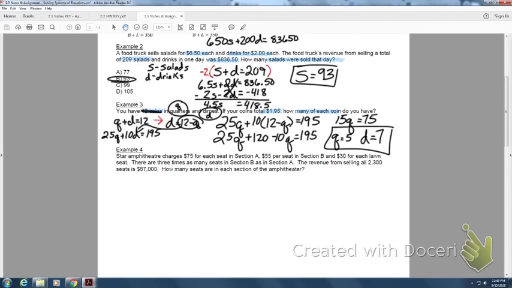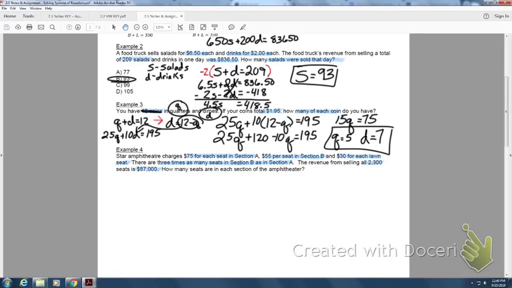Star Amphitheater charges $75 for each seat in Section A, $55 for Section B, $30 for the lawn. There are 3 times as many seats in Section B as in Section A. The revenue for selling all 2,300 seats is $87,000. How many are in each section?